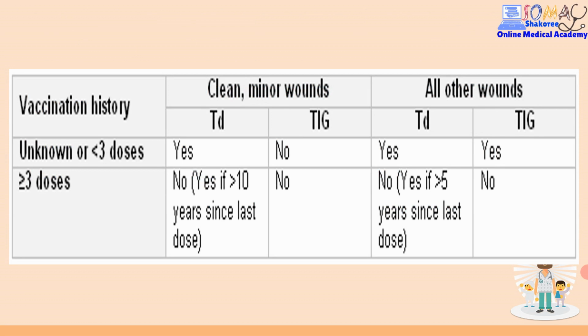Unfortunately, not every time both are available. So give what is available for that patient. If both are available, give them both, the tetanus immunoglobulin and the tetanus toxoid.